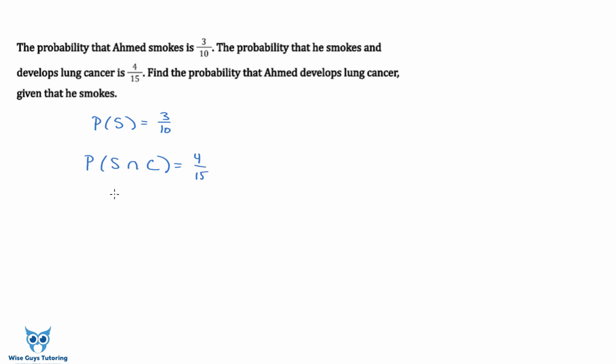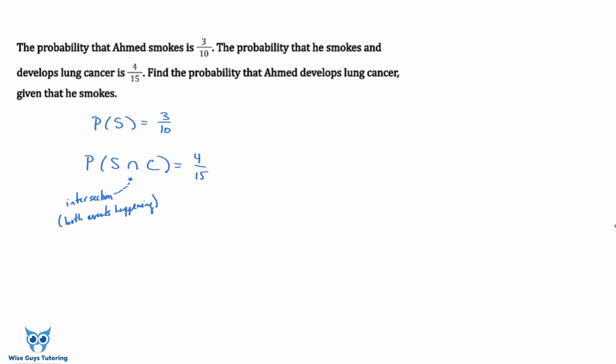So that's what "and" means. It means the intersection. Intersection means both events happening, right? So smoking and getting cancer. That's the intersection; it looks like an N almost, but it's an upside down U. Now they say the last bit is a bit tricky, right? They say find the probability that Ahmed develops lung cancer given that he smokes.